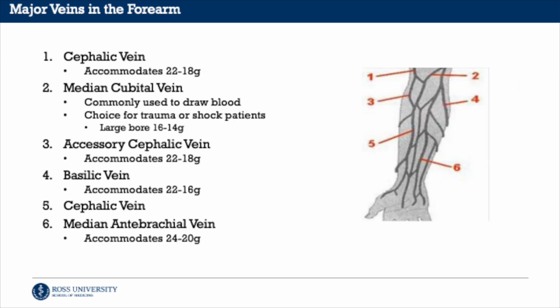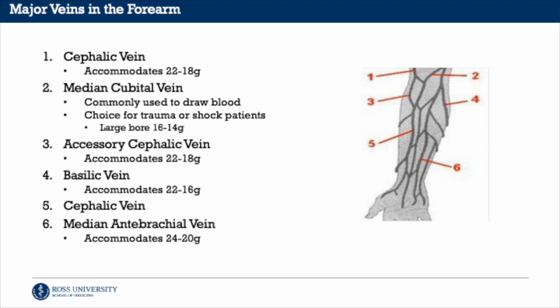Now let's discuss the major veins in the forearm. The cephalic vein shows up as an option that you can choose from in two different locations, starting with the more proximal section of the cephalic vein located within the antecubital fossa, indicated by the number 1 on the diagram. For number 2, we have the median cubital vein, which is also commonly used to draw blood. It's also a choice location for trauma or shock patients, as it can accommodate a catheter with a larger gauge, which would accommodate a larger amount of flow.